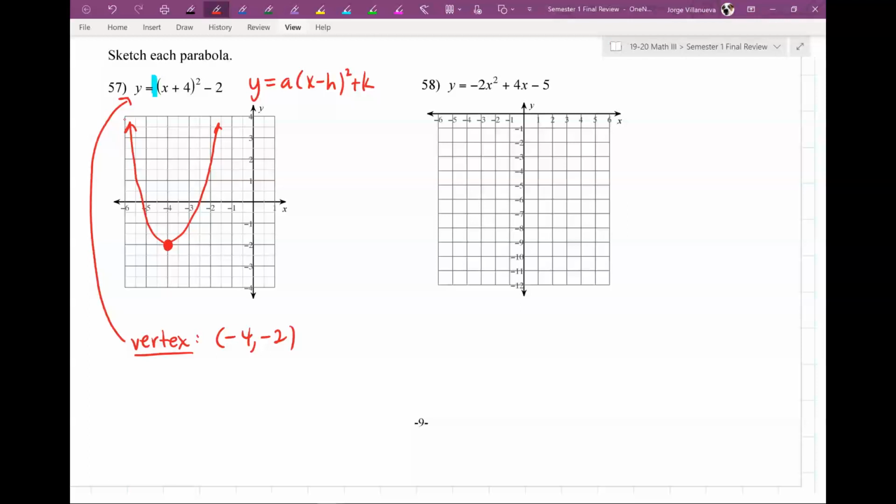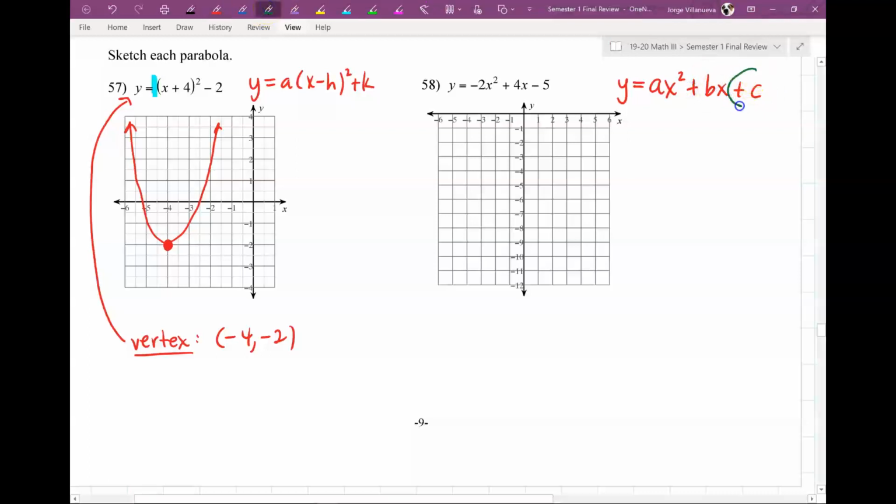Now 58 is way different. You guys saw how much work was there that I erased, right? And the reason why 58 is different is because it's written in standard form. So y equals ax squared plus bx plus c. But there's something really nice about this method.